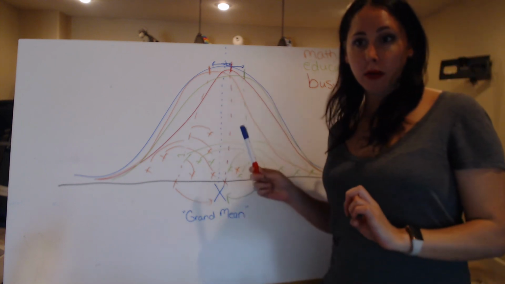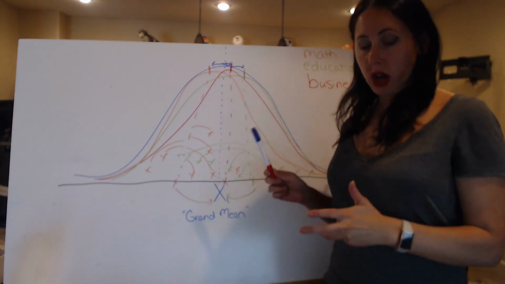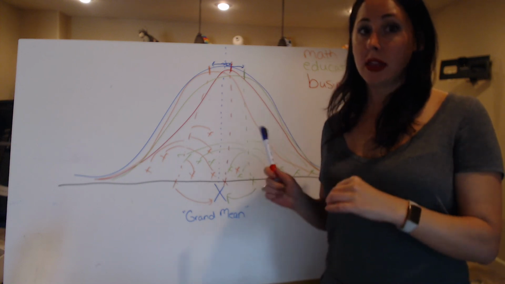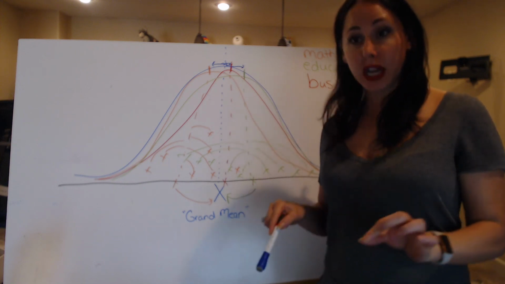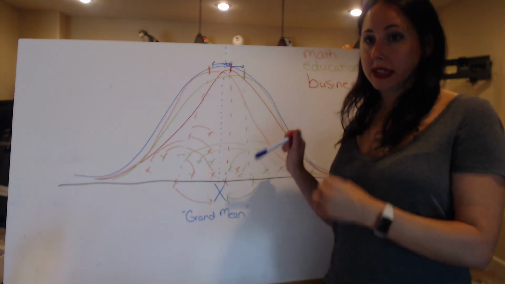So I'll clear this out and I will do a visualization of what this looks like if the null hypothesis is rejected and we actually have a significant difference.